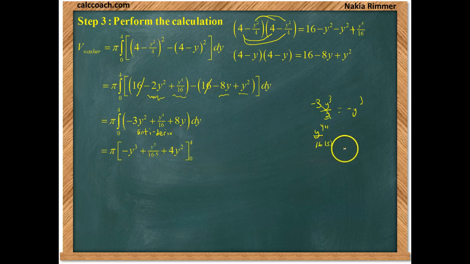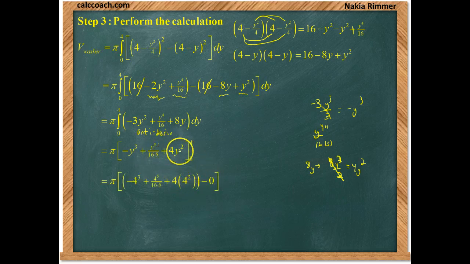And the last one is 8y, so you're going to get 8y squared over 2. That's 4y squared. Okay, great. So we have our antiderivative. We're ready to plug a 4 in, replace all the y's with 4, replace all the y's with 0, and subtract. Conveniently, 0 gives us 0.